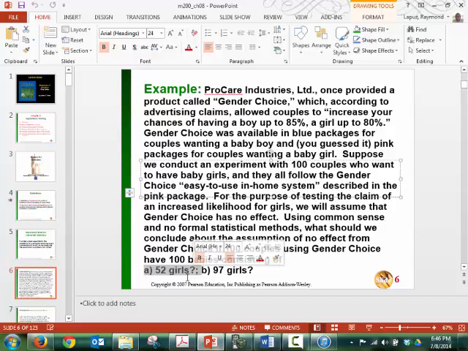So let's take a look at scenario A here, where 100 couples go to this place and these 100 couples want girls for their babies, and so they get this special package. And then out of those 100 couples who've had a baby, 52 of them were girls, and 48 were boys. So based on that result, what can you say about this company? Does it look like you got more girls, right? Out of 100, you got more girls than boys. So do you think this is an effective product?